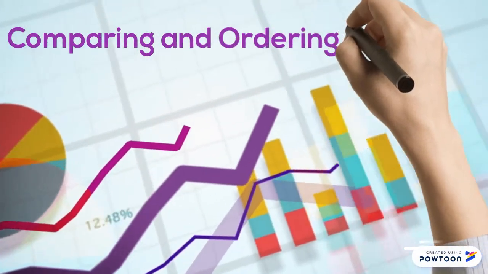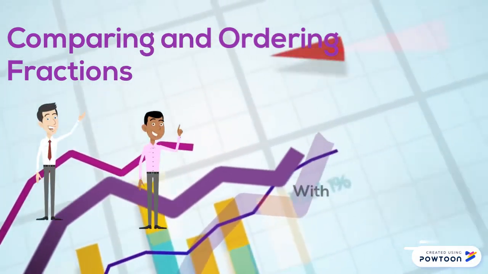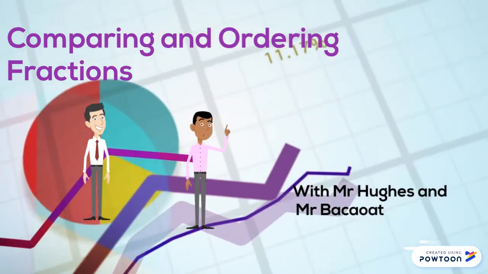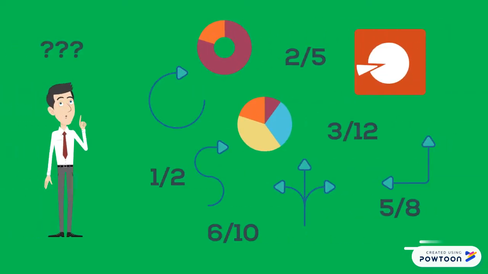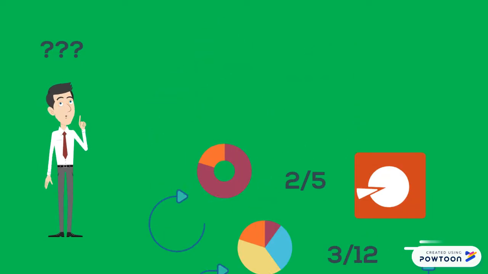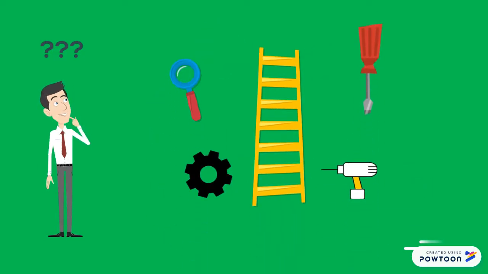Today, we will be learning mental strategies to help with comparing and ordering fractions with Mr. Hughes and Mr. Bacow. When starting out, comparing and ordering fractions can feel like a pretty tricky job. But just like any other job, having the right tools can make comparing and ordering fractions a whole lot easier. The tool that we're going to be working with today is known as benchmarking.